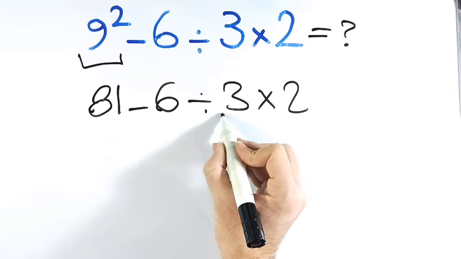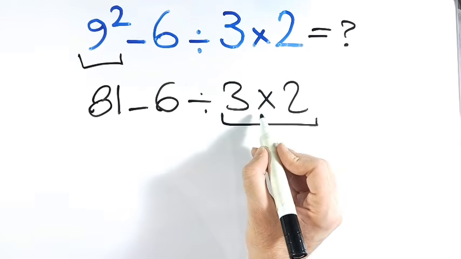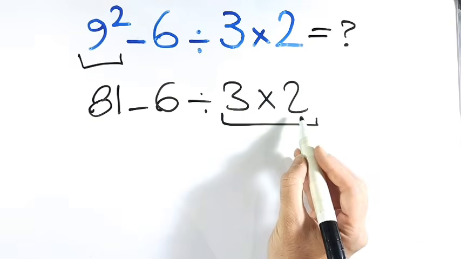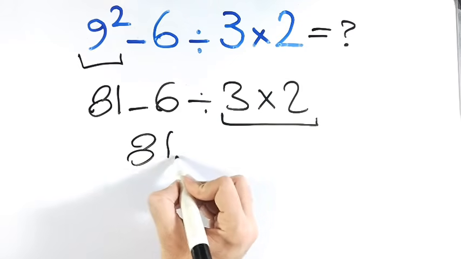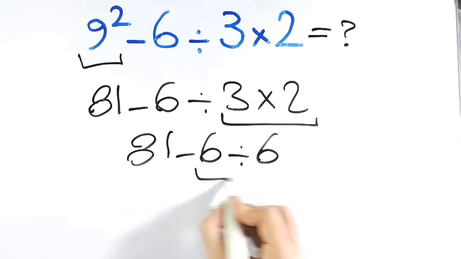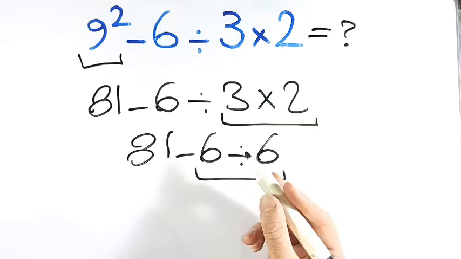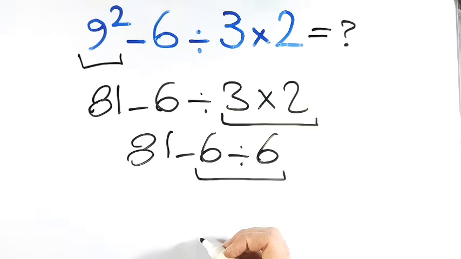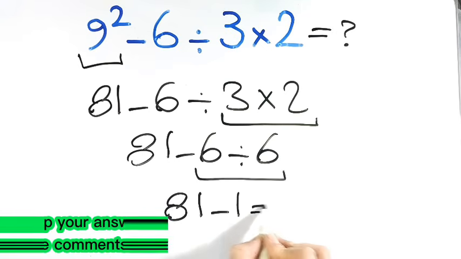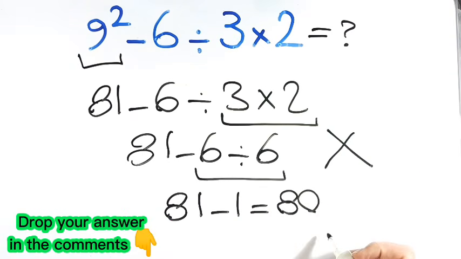And the next step, they go for the multiplication between 3 and 2, because they think multiplication has a higher priority than division. So, instead of this expression, they write 81 minus 6 divided by 6. And the final step, they go for the division between 6 and 6 because they believe division has a higher priority than subtraction. So, they rewrite this expression as 81 minus 1, which finally gives them the answer 80. However, it's not the correct answer to this question.